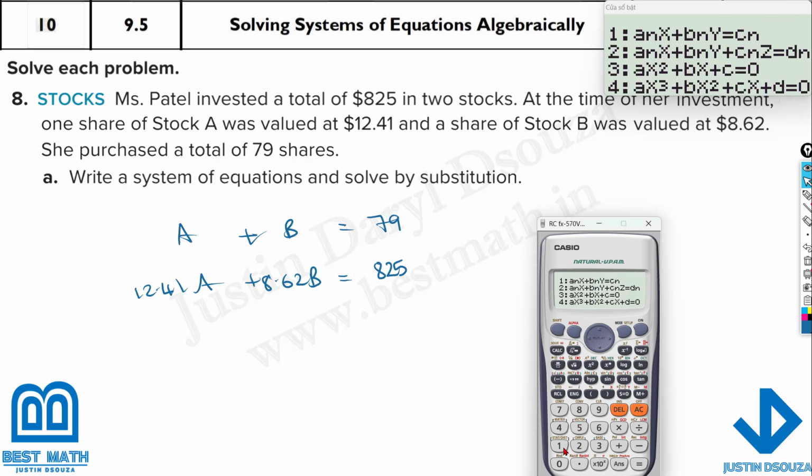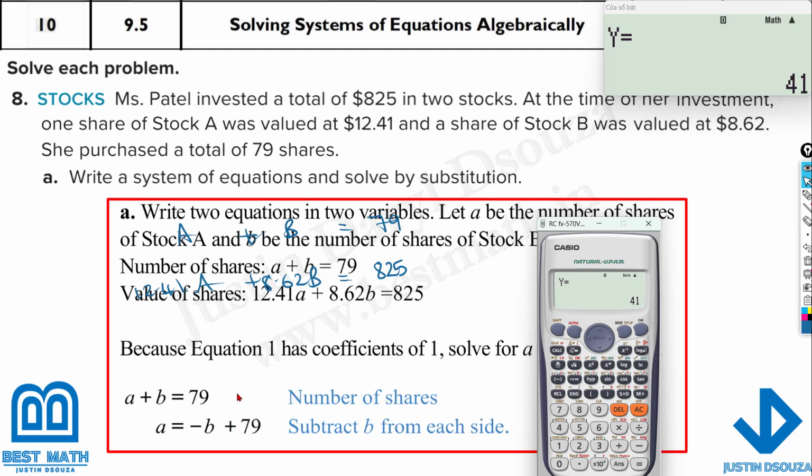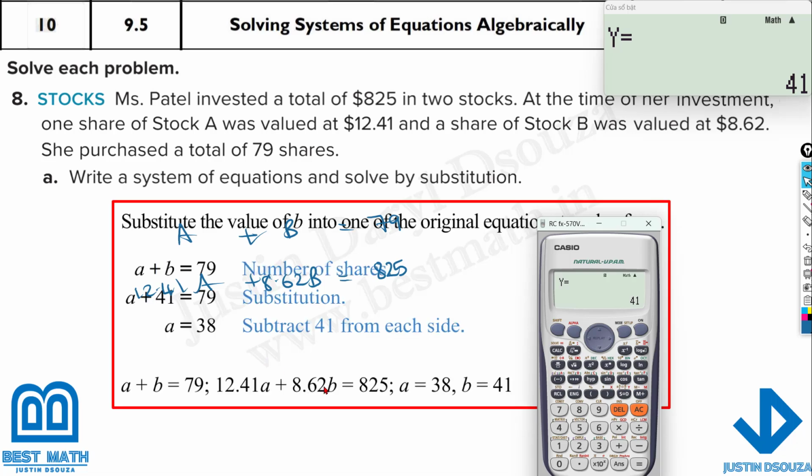And we can go Mode 5 1. We'll solve this up. 1, 1 and 79. Then we have 12.41 and 8.62, and then we have 825. So the answer is 38 and 41. So there were 38 of stock A and 41 of stock B purchased with this money.